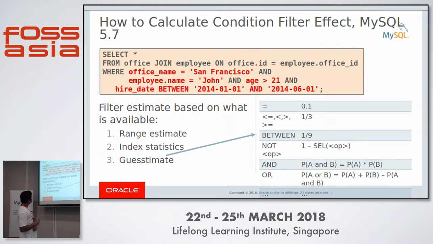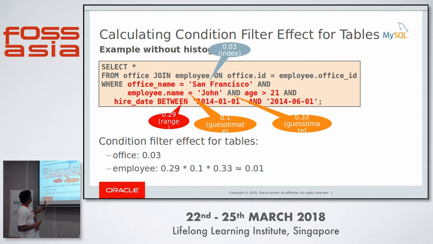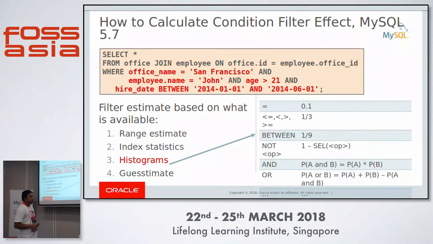If you see this query, there are some predicates here: an equality predicate, a range predicate, and a between predicate, which is also a range. So before the use of histograms, it will use these predicates as statistics to filter out how many rows are going to be read from the table. That's called the condition filtering effect. It multiplies all these values and comes to a conclusion about the factor it's going to use. This is a pure guesstimate. If the actual number of rows that qualify is more or less than that, then this is not going to generate an optimal plan.